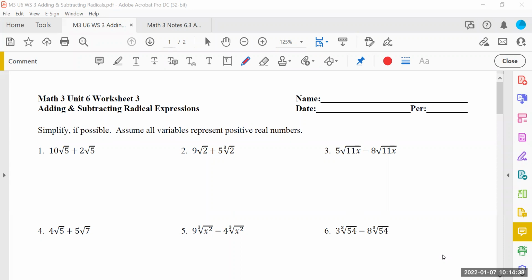There we are. So for number 1, we've got square roots of 5. We should be able to combine those. Alyssa, what did you get for number 1? 12 square root of 5. Is everybody good with that? 10 plus 2.